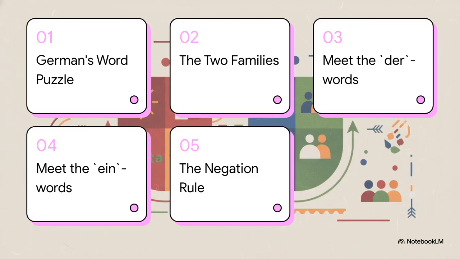So here's our game plan. First, we'll look at the puzzle itself. Then I'm going to reveal the secret key. After that, we'll meet the two big families of words that contain almost all these articles. And finally, we'll use this brand new system to master what is probably the trickiest rule of them all.